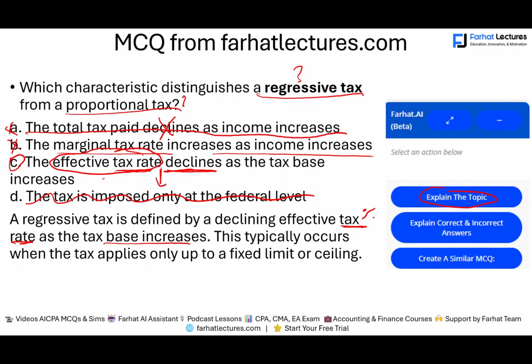As you make above a certain amount, every year that amount changes, you stop paying Social Security tax. As you earn more, the amount that you paid becomes a lower percentage of your overall income.